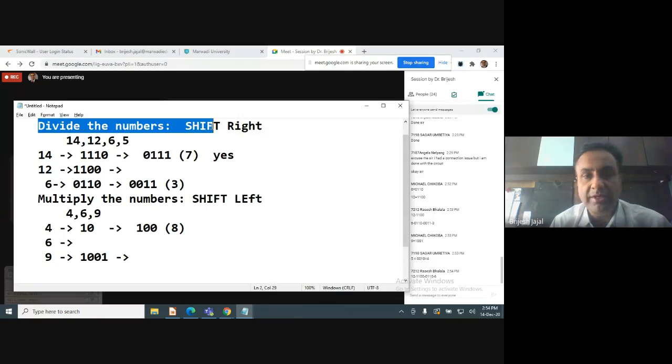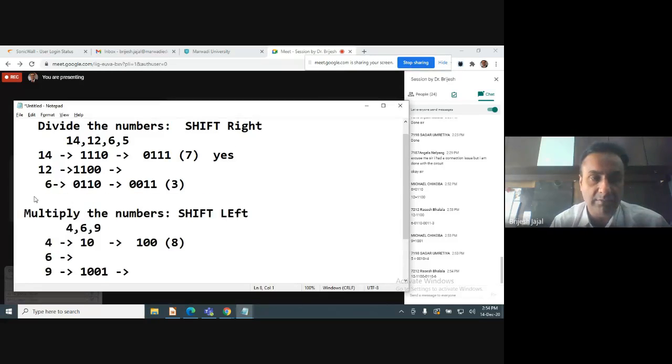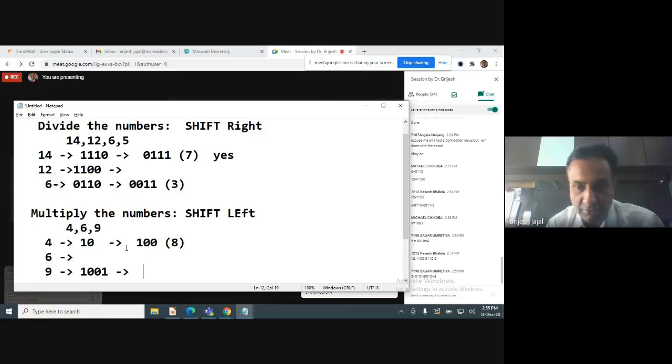See, you are doing 2 operations. This is the divide operation for all of these. And for these 3 numbers, I do multiply. I am doing 2 operations here. Okay, you are showing me half part. What is the other half part?